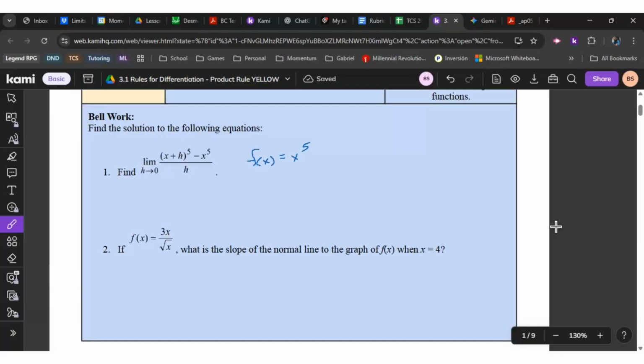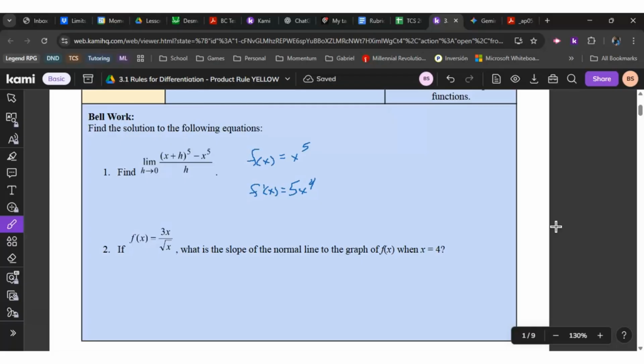Because if I look at this and identify that, hey, that's the definition of the derivative, that means that this is my f of x, right? And if that's my f of x, what's f prime of x? Exactly what you said it was, 5x to the fourth. Do you see how much easier it was?